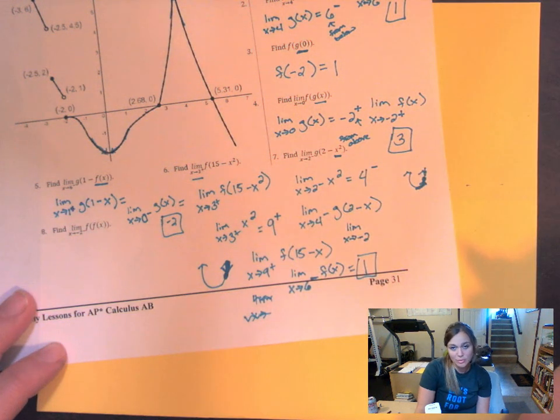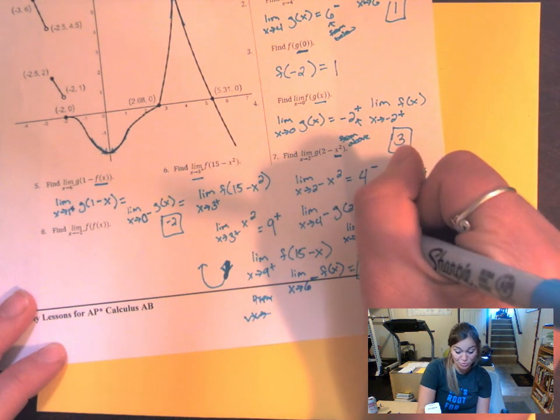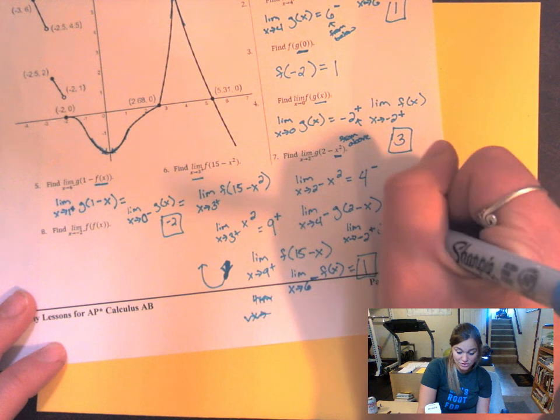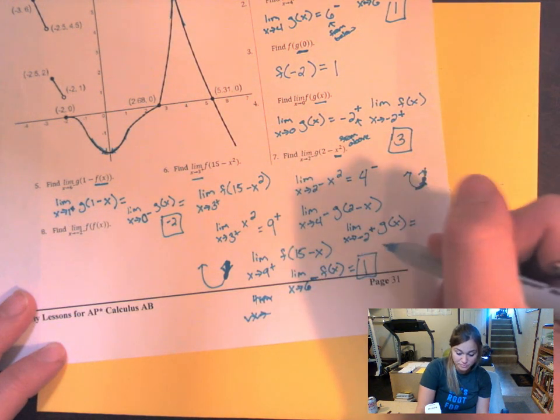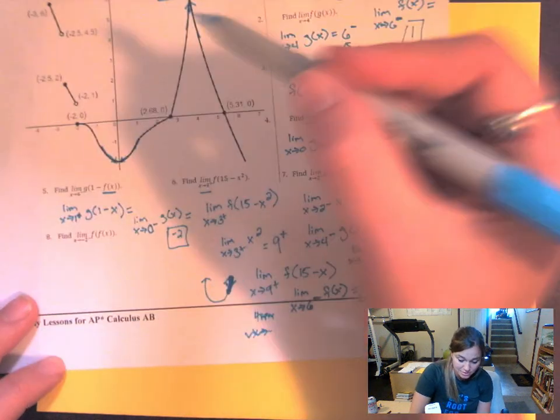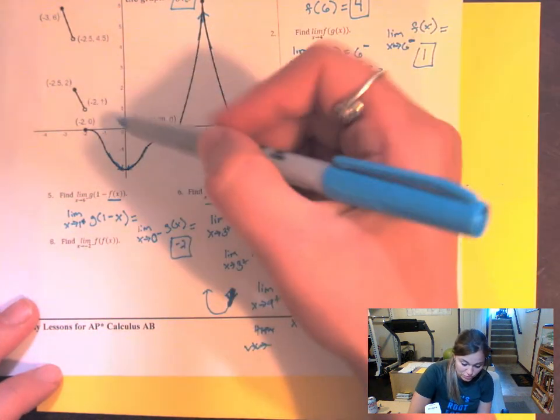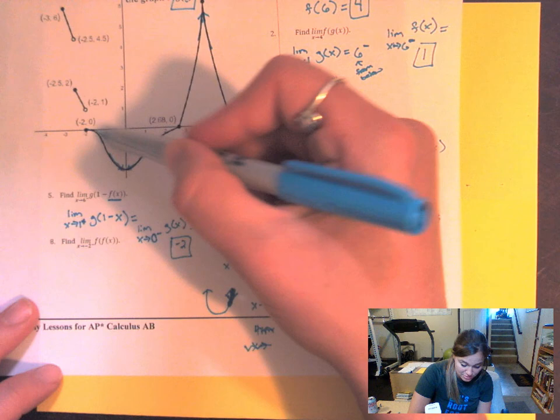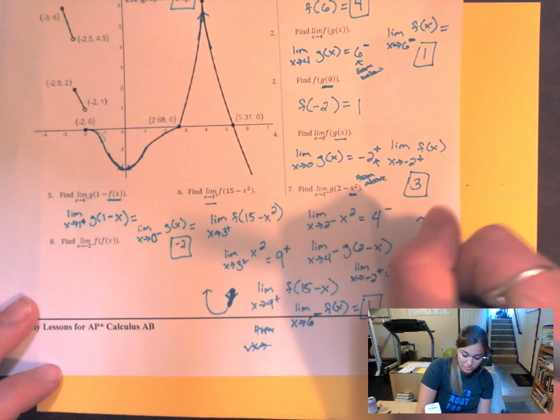So that'd be limit as x approaches -2. Remember, this is weird because it's negative, but -1.9 would actually be from the right of g of x. Limit as x approaches -2 from the right of g of x. So for g of x, -2 from the right, we would get 0.